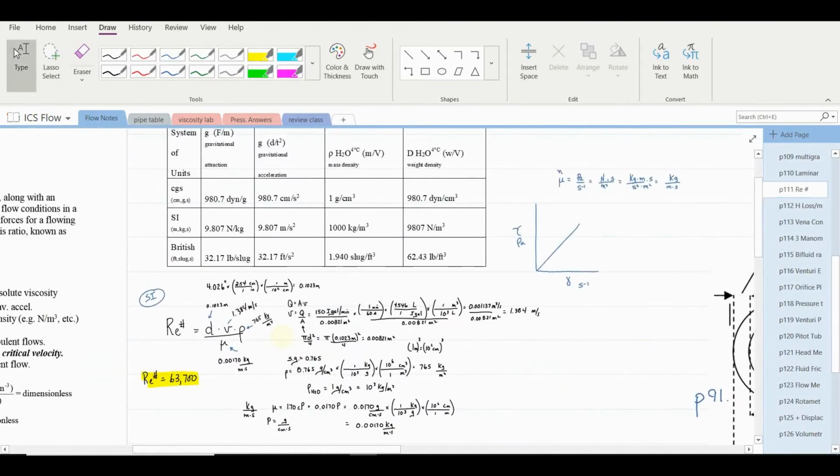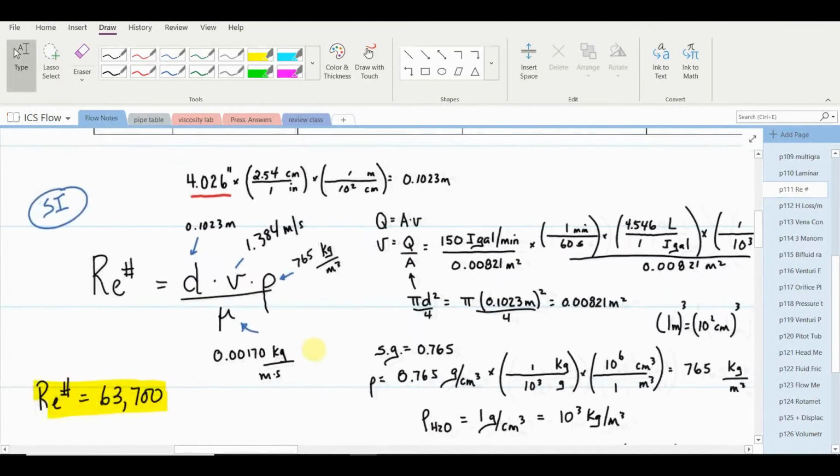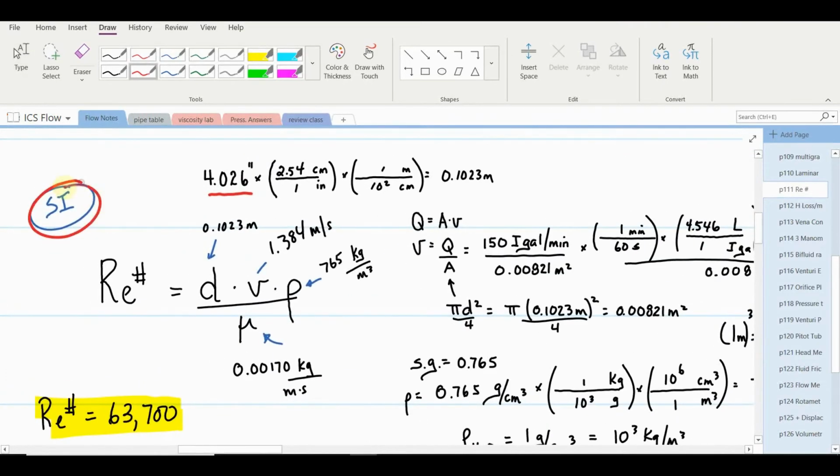So here I have the Reynolds number equation. The diameter is 4.026 inches. Now I want to do this first in the SI system, so I need to convert this to meters. I'll multiply inches by 2.54 centimeters per inch, and then divide by 100 to convert centimeters to meters, and I have 0.1023 meters as the diameter.